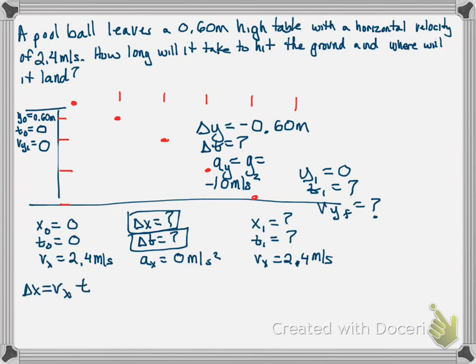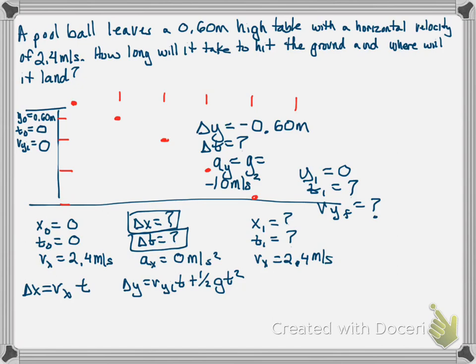Okay, so I want to know delta x, and the one and only equation that has delta x in it is delta x equals vx times t. So I look at my known information. I know vx, that's great, but I don't know t. I would be stuck if I didn't have all that vertical information. So now let's go use the vertical information to find t.